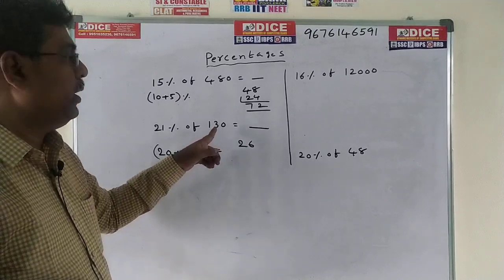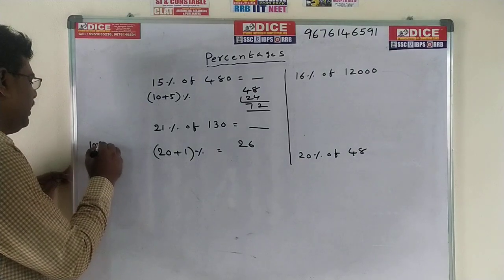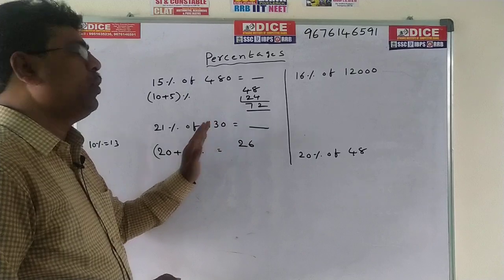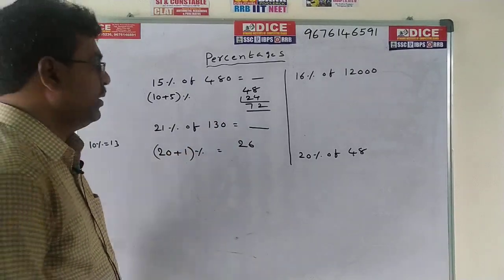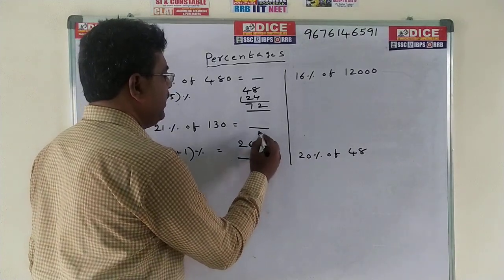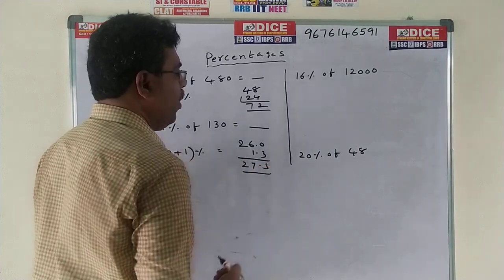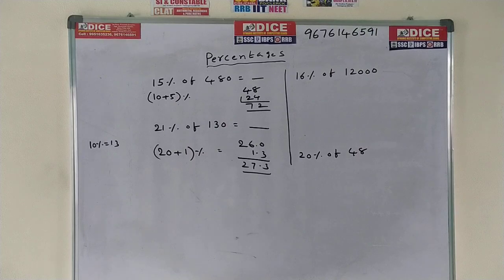Already we know that the 10% value is 13. For 1% we have to put a decimal after 2 digits, after 2 digits means 1 and 2, so 1.3 is the answer. By adding the values, 3, 7, 2, 27.3 is the required answer. So for 21% the value is 27.3.